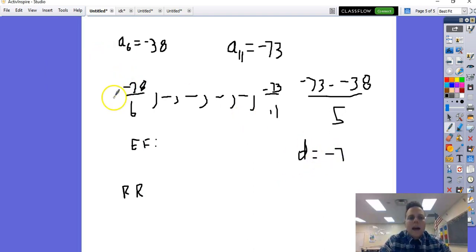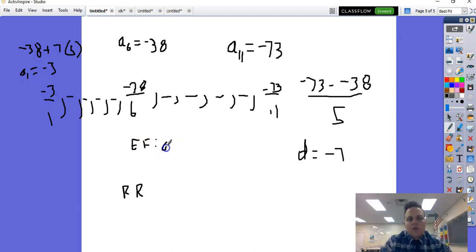Now I need to go backwards and get to the first term. So that's the 5th term, 4th term, 3rd term, 2nd term, 1st term. Well, to go from the 6th term to the 1st term, how many d's is that going to take? 5. So instead of doing negative 7, I'm just going to do positive 7 backwards 5 times. So I'm going to say negative 38 plus 7 times 5. And you put that in a calculator, and that's what a of 1 equals. A of 1 is equal to negative 3. So bam, my first term is negative 3.